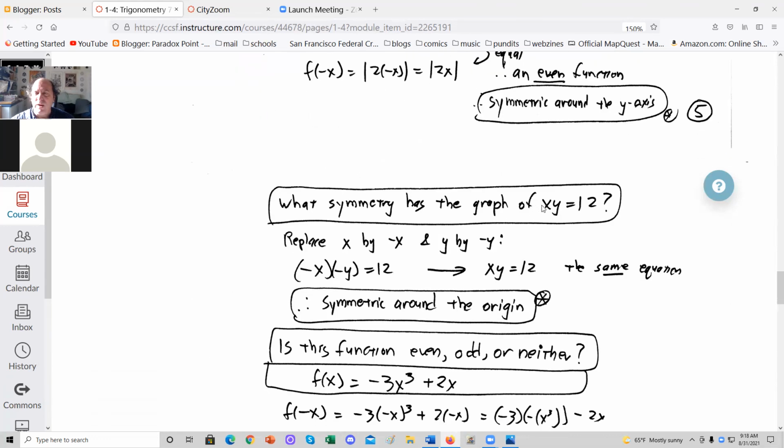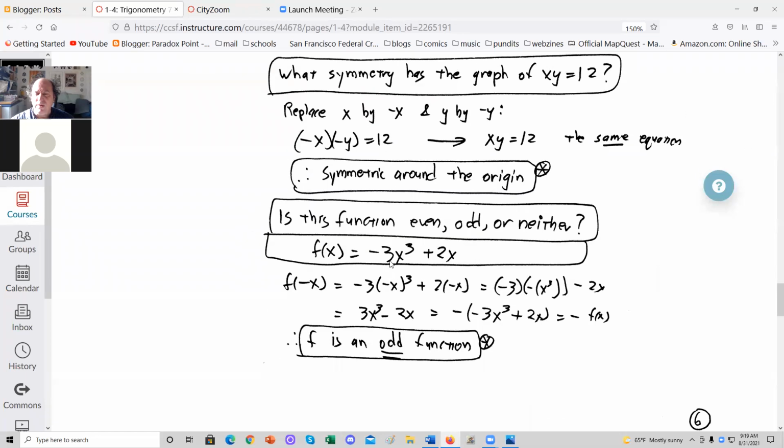Here we have the function or relation, well, it is a function really, xy equals 12. If we replace x by negative x and y by negative y, then you get the exact same equation. So therefore it's symmetrical when you flip both sides, and that's symmetrical around the origin.